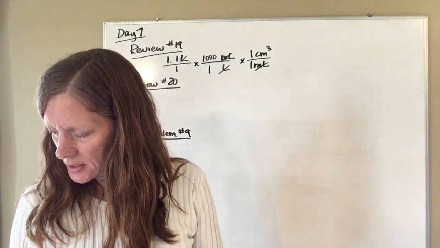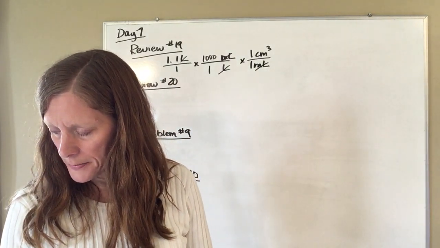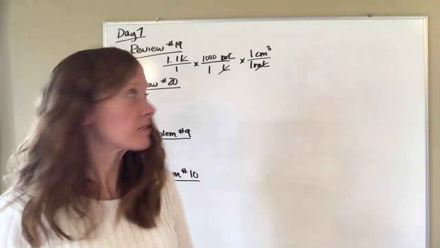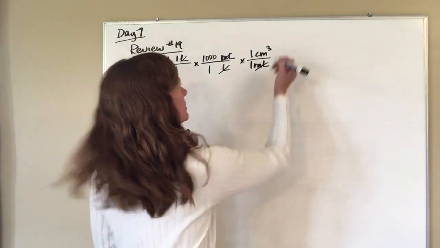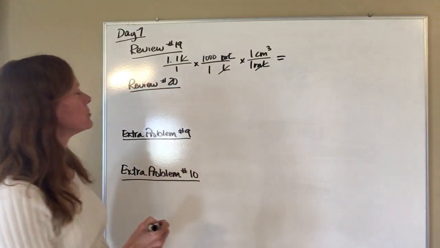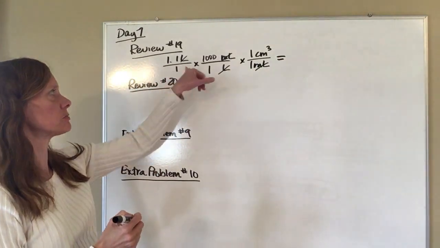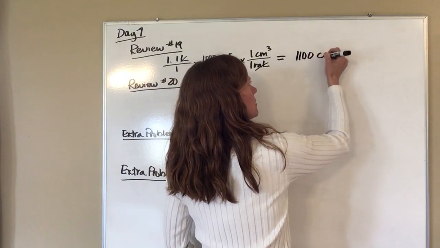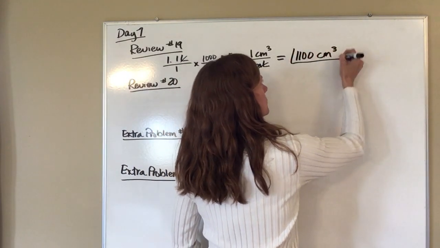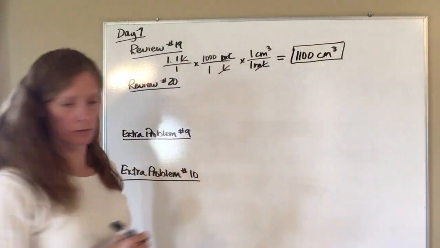I am trying to get an answer in cubic centimeters. Correct? Yes. Trying to get an answer in cubic centimeters, so that's the last thing that I have to do. So really all I end up having to do is multiply this by 1,000. So that's going to give me 1,100 cubic centimeters for number 19.